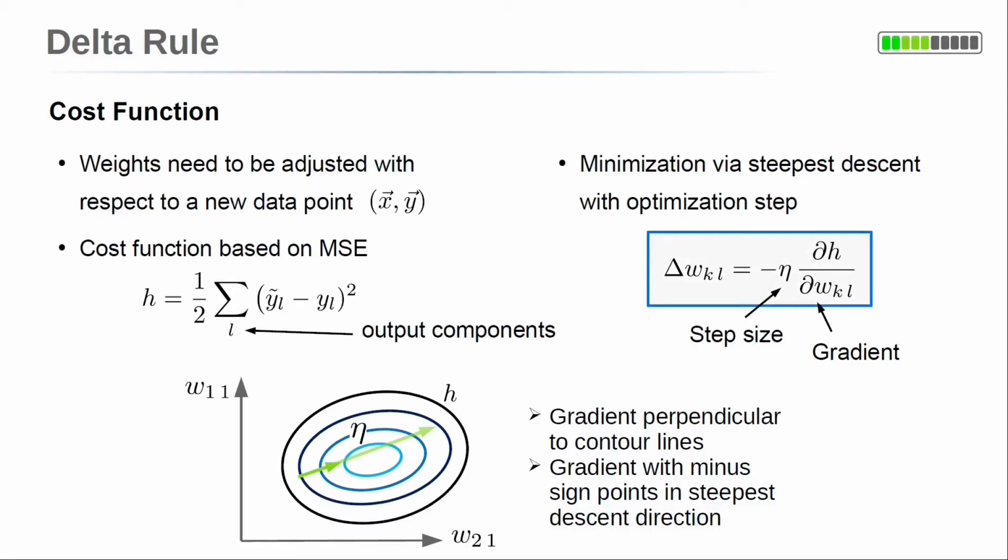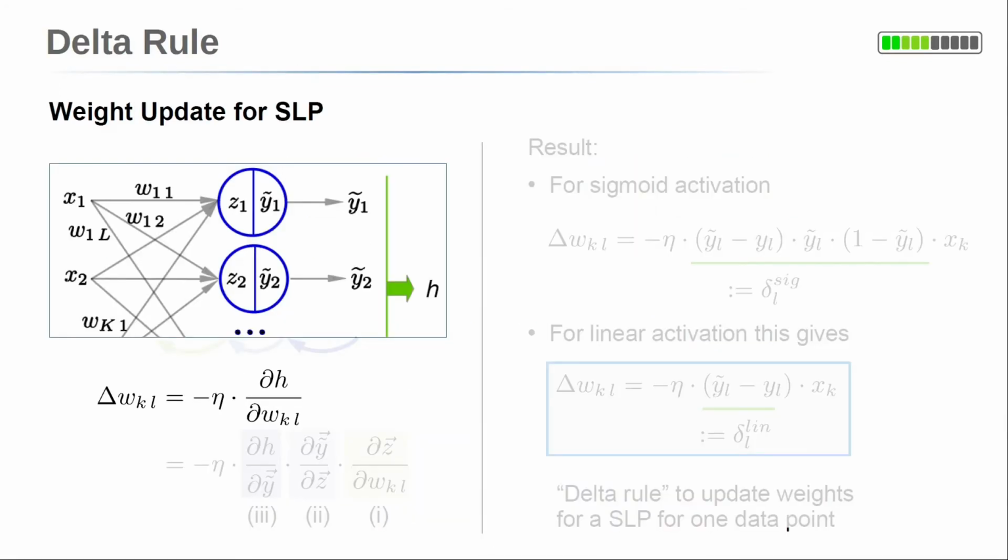For a specific weight parameter w_kl, the update delta w_kl is equal to minus eta times the related component of the gradient, which is the derivative of h with respect to w_kl. We need to calculate the gradient of the cost function for the parameter updates. We need to calculate them in an efficient way because we usually have a high-dimensional parameter space. This is because a neural network can have a lot of weights.